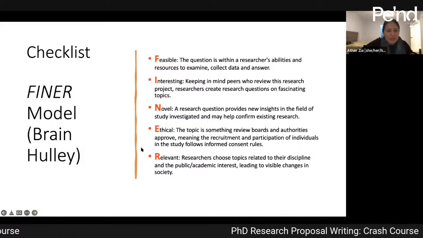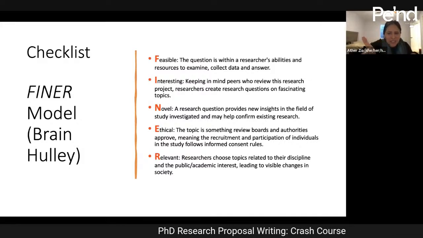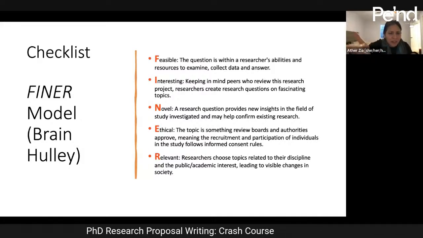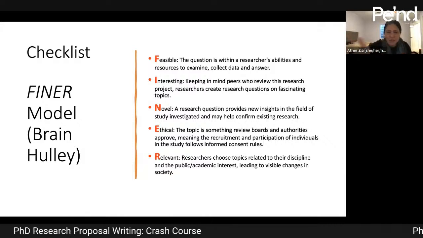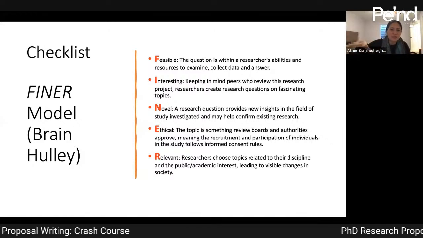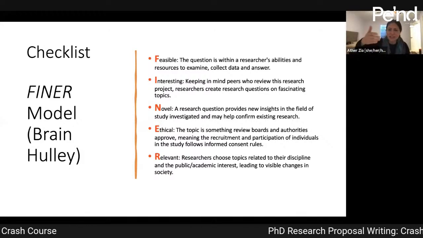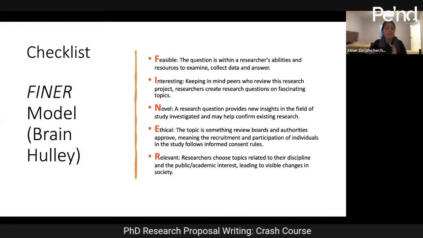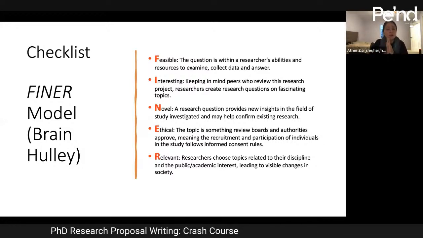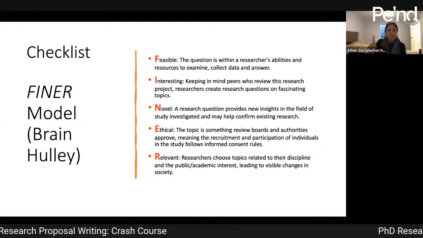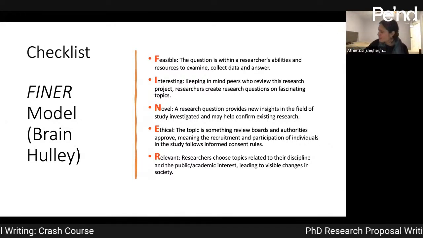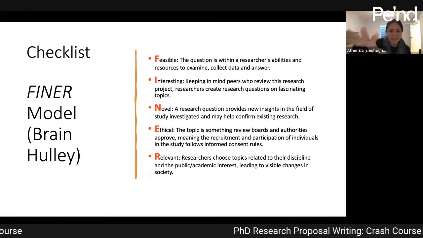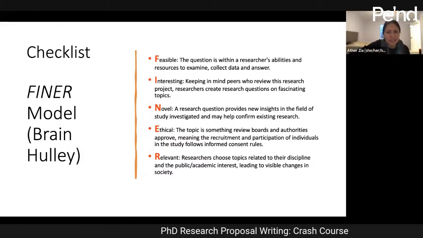I usually don't like models, but maybe this checklist is called the FINER model, given by Brian Hulley. This is not used in qualitative studies, but I thought that as you are in a research proposal writing stage, this might help you in fine tuning your questions. I won't go through all of them because I don't want to read everything here, but I'll just quickly give you a rundown.